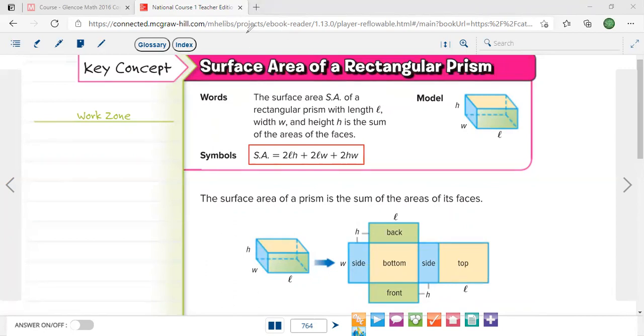Or if you remember this cycle, length, width, and height, and make 3 arrows this way, you will remember that length should be multiplied by width, width multiplied by height, and height multiplied by length, and all of them should be multiplied by 2 in front of them. Don't forget, multiply by 2.